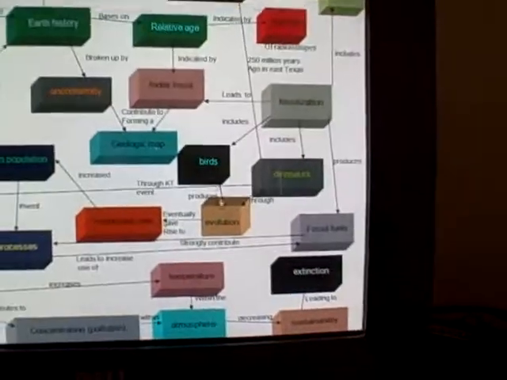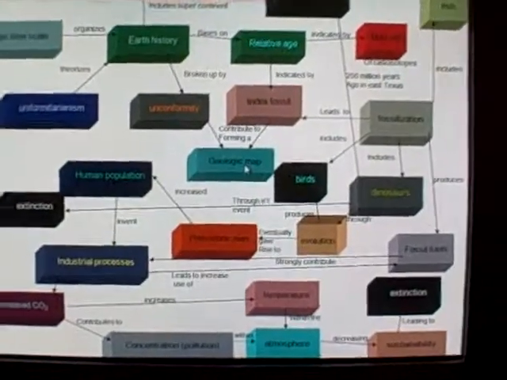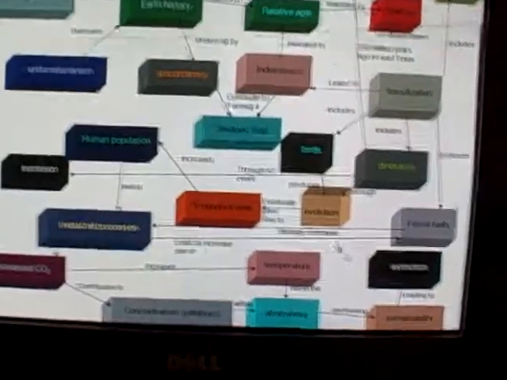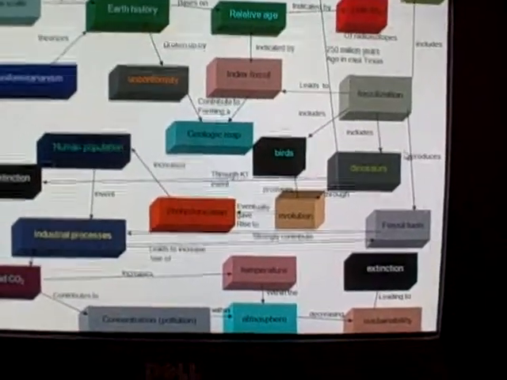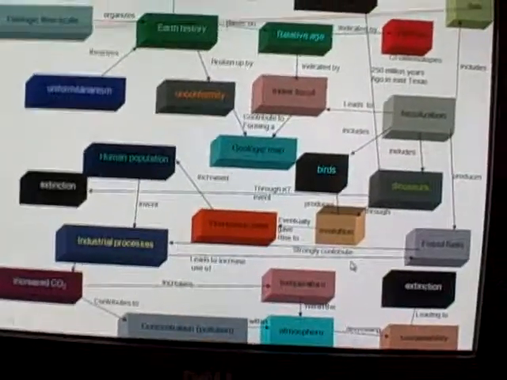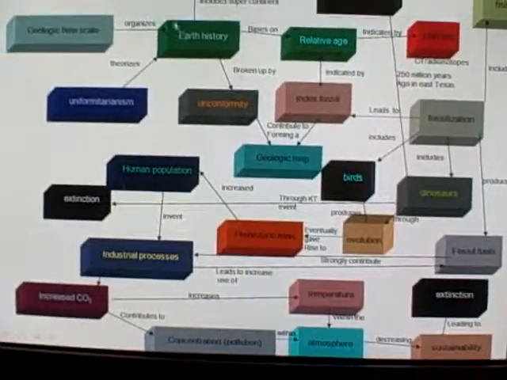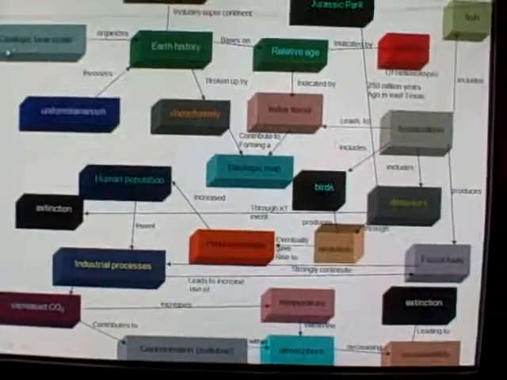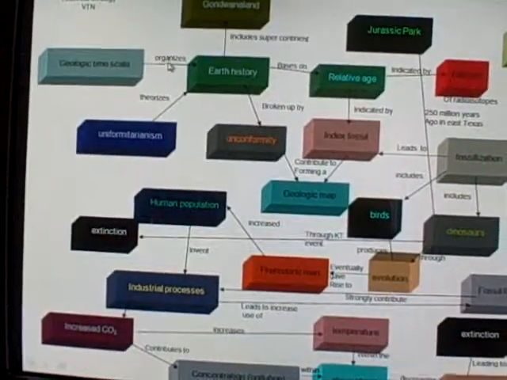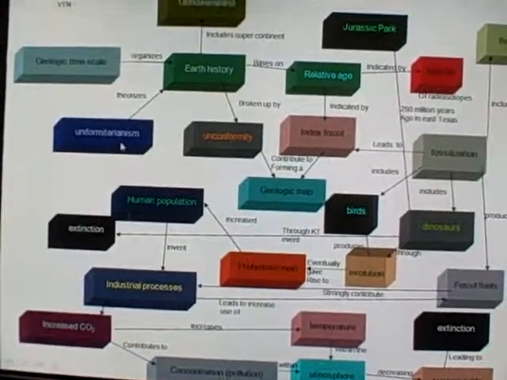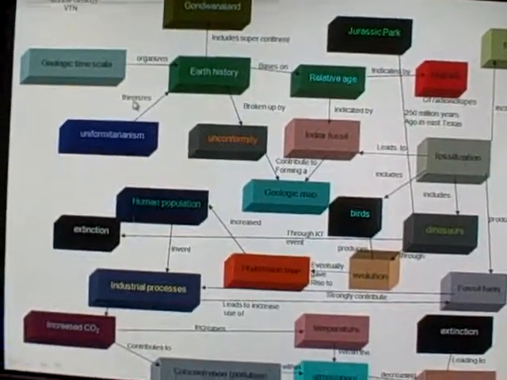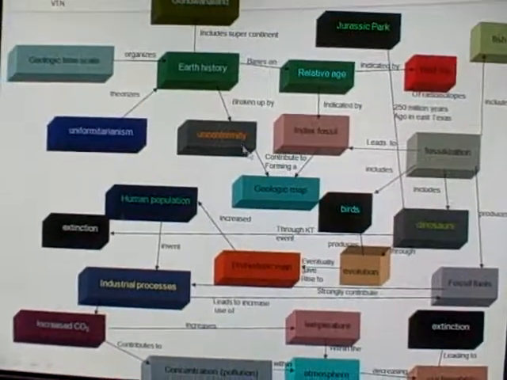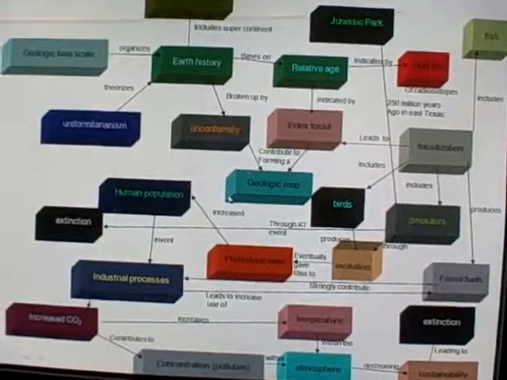The goal is to have, there's 25 terms on this one, every one of these terms connected somehow, even if it's just one thread to it. And some have multiple threads. So you've got Earth history, historical geology, Earth's history. Geologic timescale organizes Earth history. Uniformitarianism theorizes Earth's history, it's broken up by unconformity, contributes to forming a geologic map.